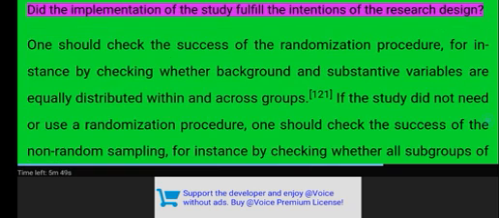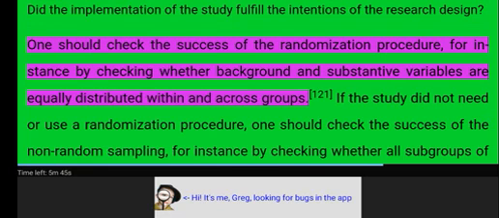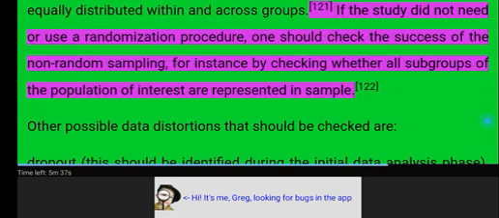Did the implementation of the study fulfill the intentions of the research design? One should check the success of the randomization procedure, for instance by checking whether background and substantive variables are equally distributed within and across groups. If a study did not need or use a randomization procedure, one should check the success of the non-random sampling, for instance by checking whether all subgroups of the population of interest are represented in sample.